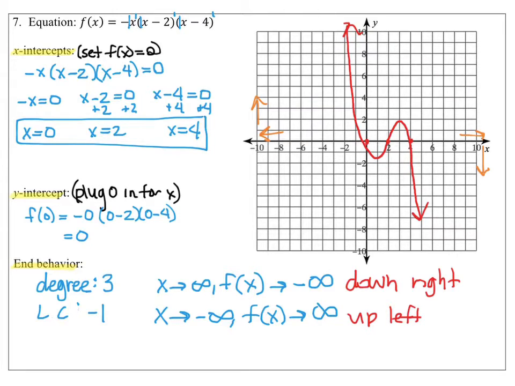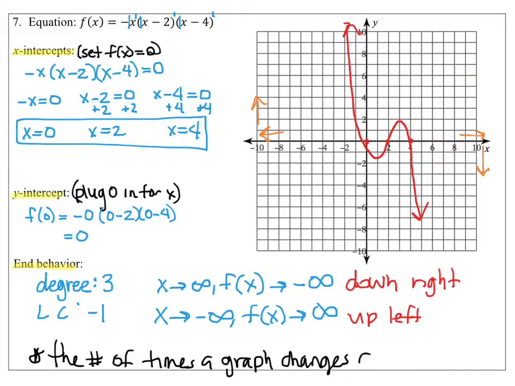One little piece of information: the number of times a graph changes directions is 1 less than the degree. So at number 7, I can only change directions 2 times because my degree is equal to 3. However, I could change directions 1 or 2 times or 0 times.